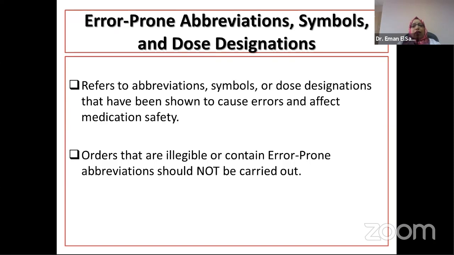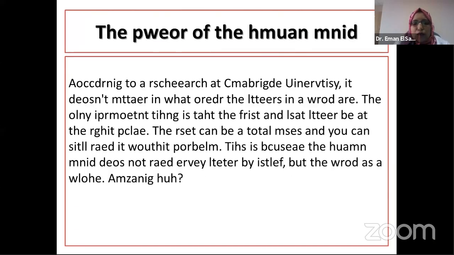Error-prone abbreviation refers to abbreviations, symbols, or dose designations that have been shown to cause errors and affect medication safety. Orders that are illegible or contain error-prone abbreviations should not be carried out. I will give you 2 minutes just to try to read this slide. I think all of us can read.